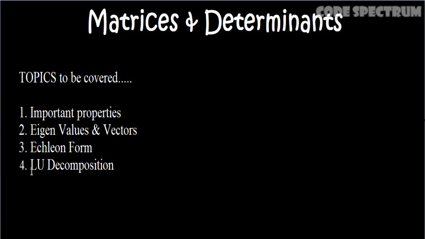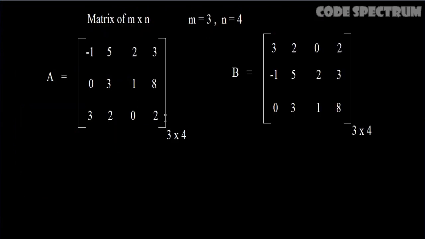And also, lastly, we'll do the LU decomposition. And lastly, we'll take some important problems in our course. Now let us see how a matrix is represented. A matrix of size m cross n is represented as a box here with m rows and n columns.